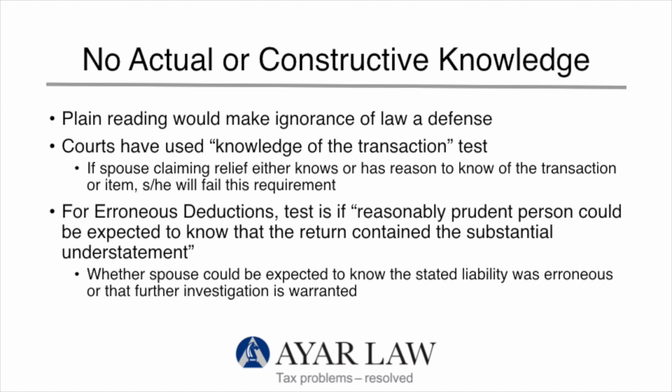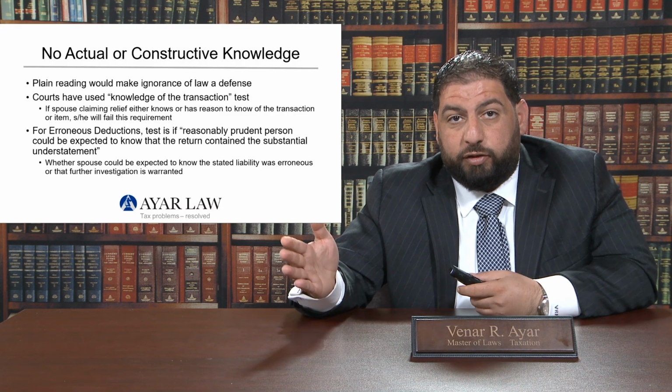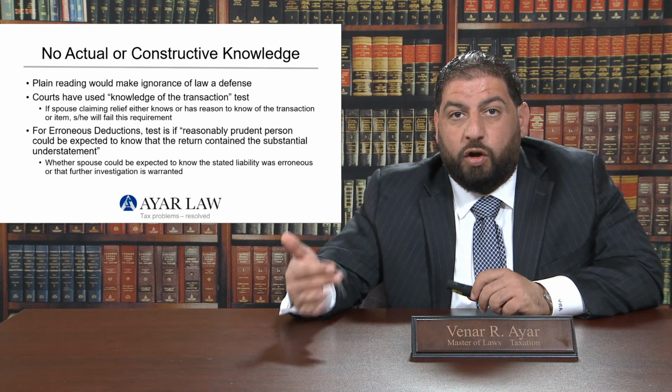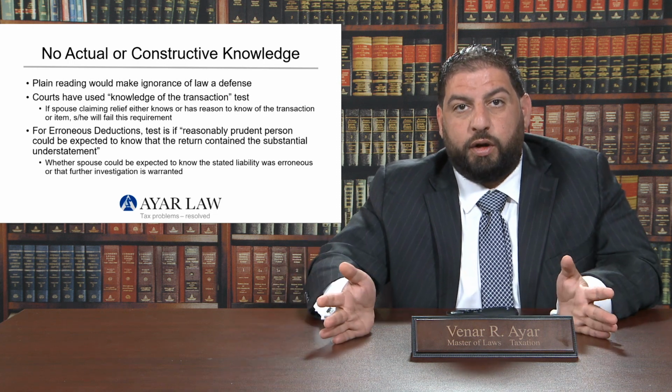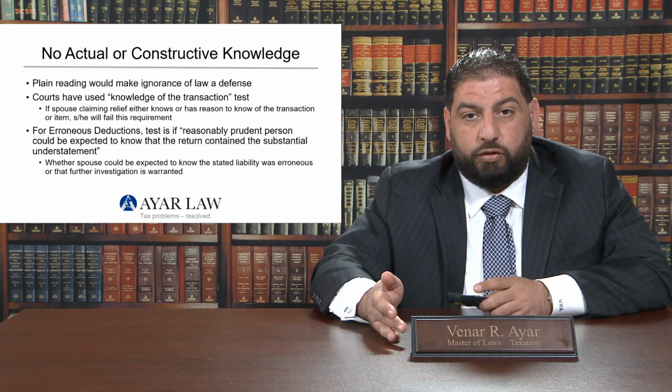What the courts have said is that if the spouse has knowledge of the transaction or has reason to know of the transaction or the item that was reported incorrectly or omitted from the return, then they will fail the knowledge requirement. Okay? You don't have to know the return was wrong. You have to know about the item that was omitted. Just knowledge of the transaction.